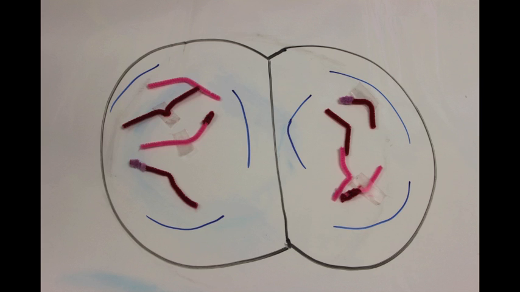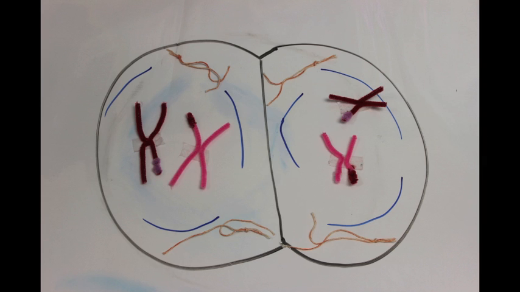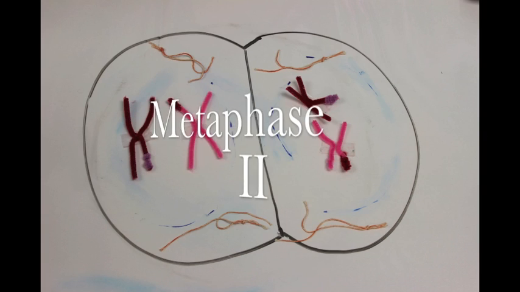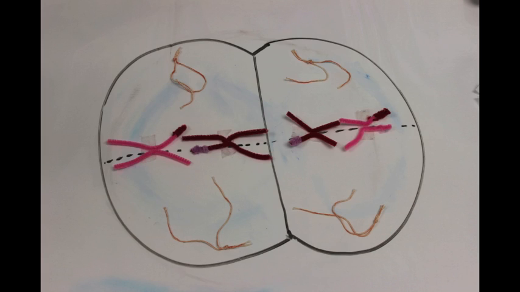The cell moves into meiosis 2. Conveniently, all the phases have the same names. DNA condenses and spindle fibers form. During metaphase 2, the nuclear membrane disintegrates, and the chromosomes line up along the equator in a process called random orientation. This means that the chromosomes do not line up in a specific order, thus allowing genetic variation.